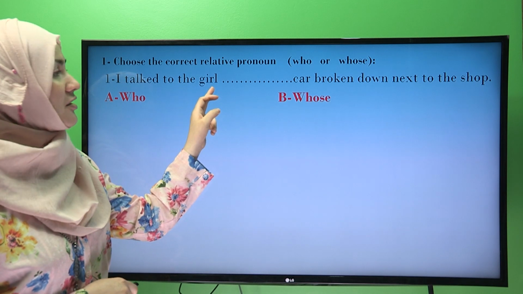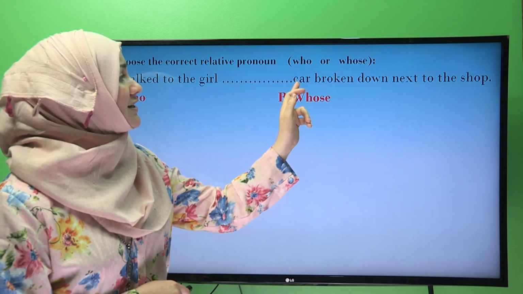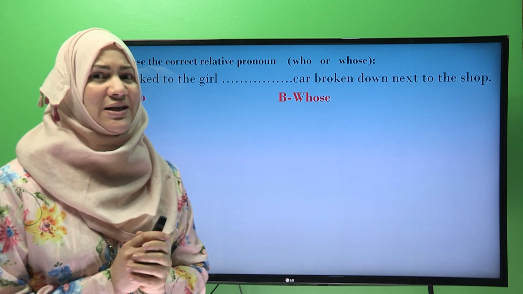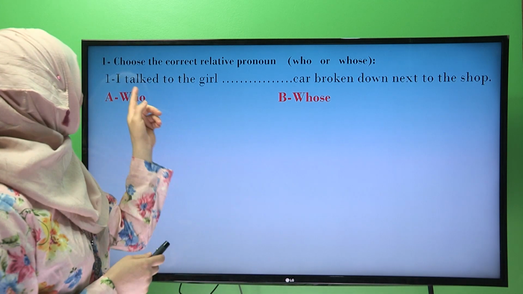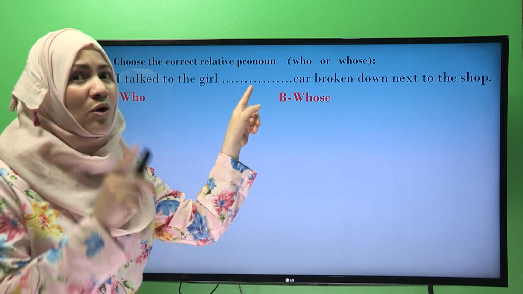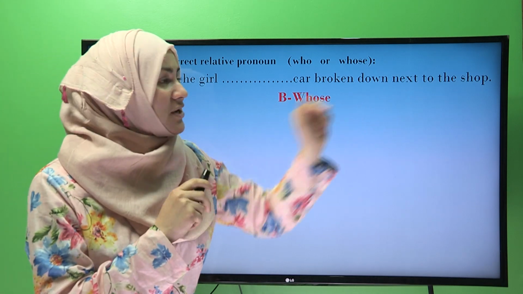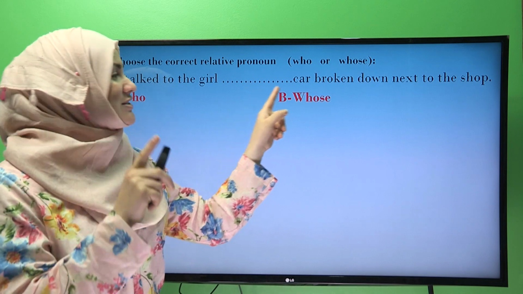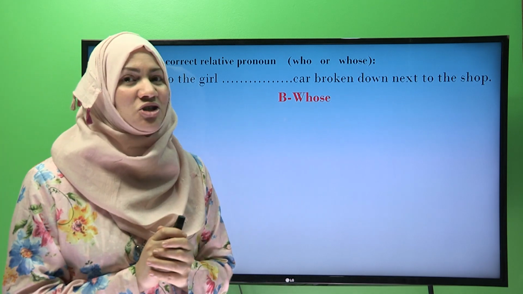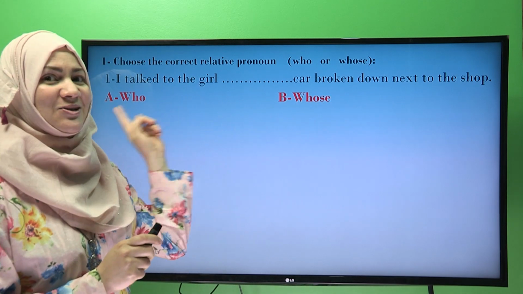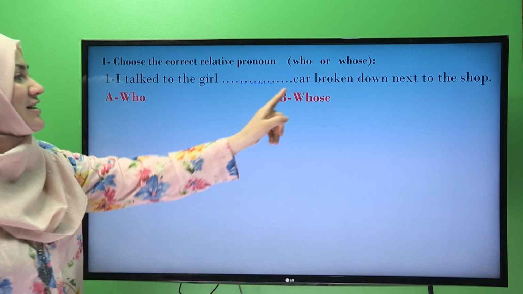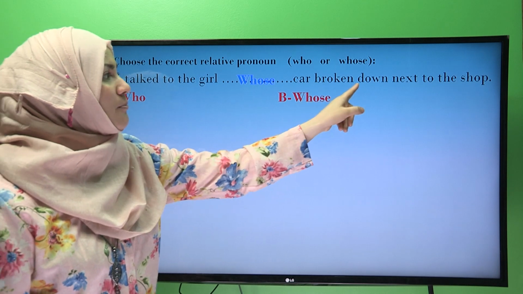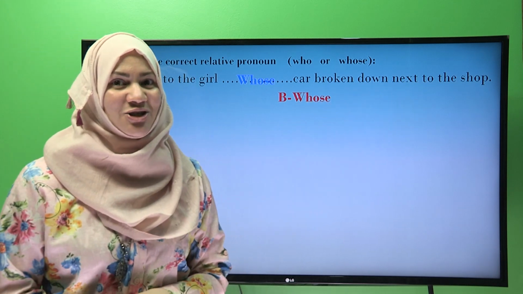I talked to the girl. Car broken down next to the shop. What can we say here? Can we say here, I talked to the girl who car broken down next to the door? Or I talked to the girl whose car broken down next to the shop? So which one, my students? Very good. It is B. I talked to the girl whose car broken down next to the shop.